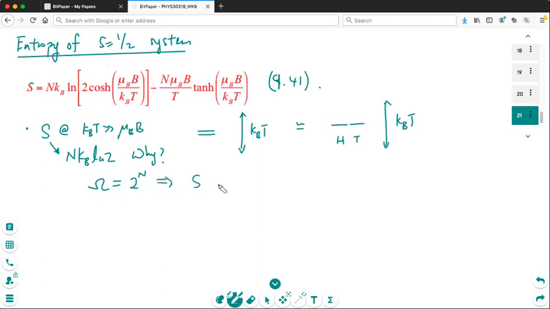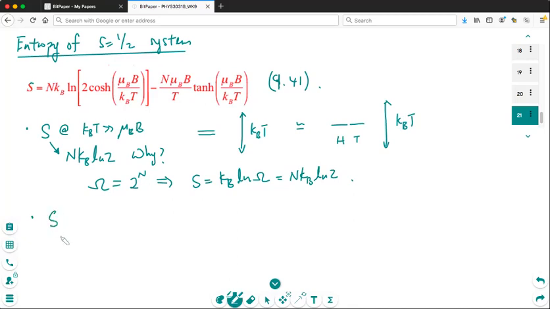Now you apply the statistical definition of entropy, our postulate 3 in chapter 8, and you immediately get the answer. 2 to the n comes out, and you have n k_B log 2. Done. So this is one limiting case. The other one is this.